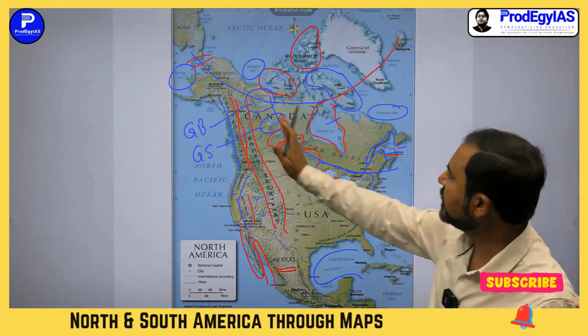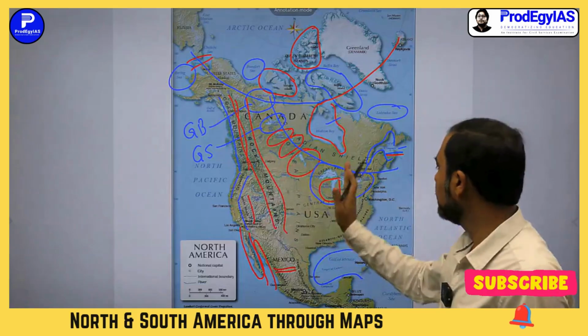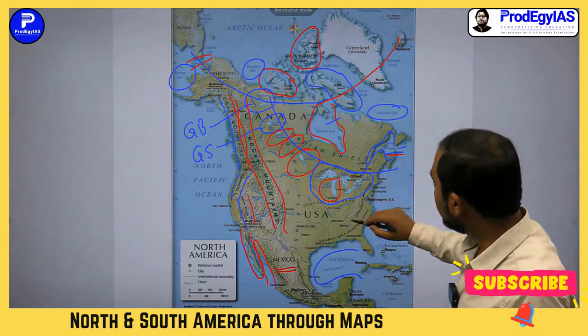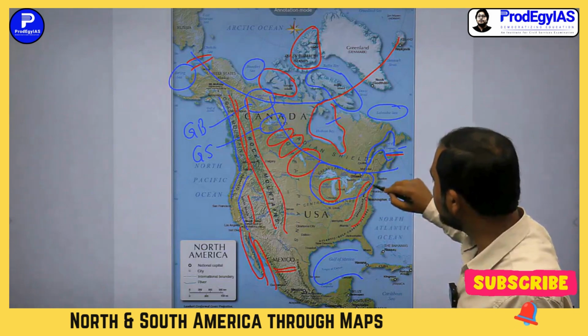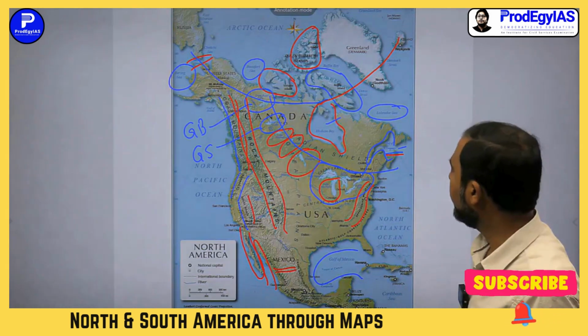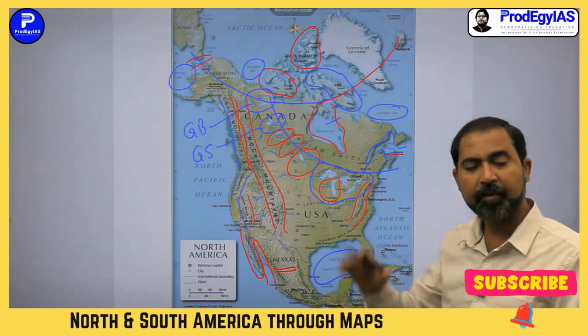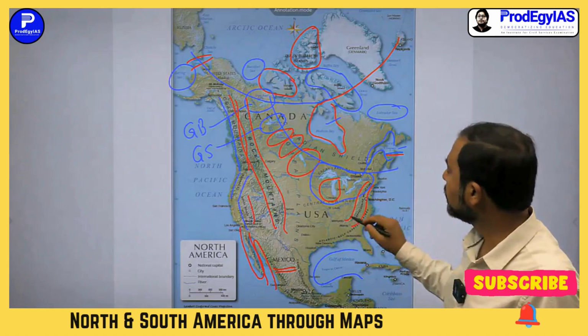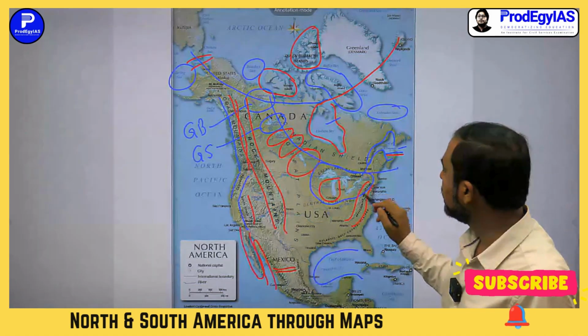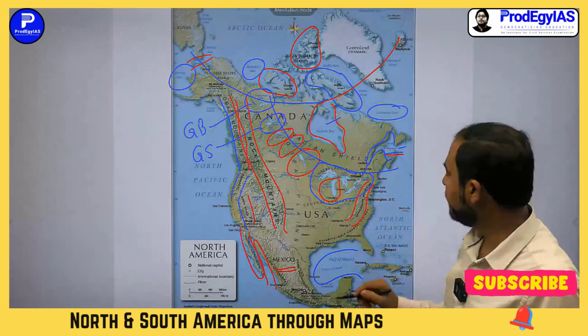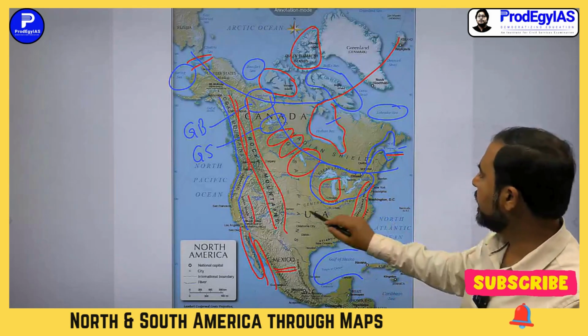Then this was the western seaboard. On your eastern seaboard, there is a chain of mountains, Appalachians, right? They are very rugged mountains. They are very old, right? Then this is the central lowland.